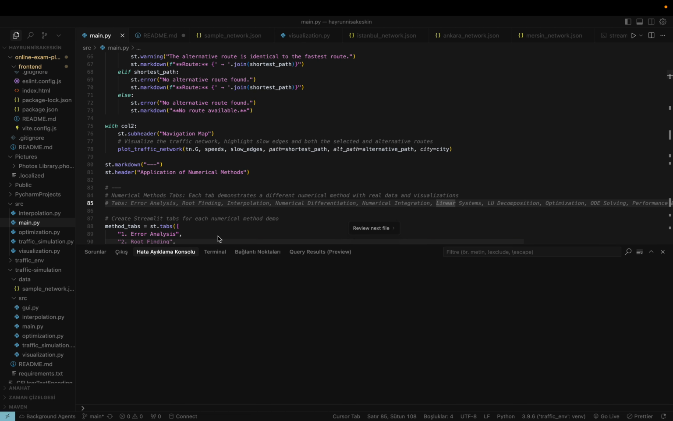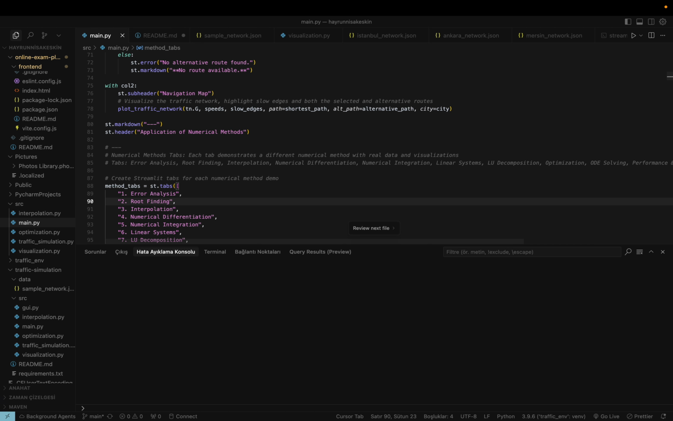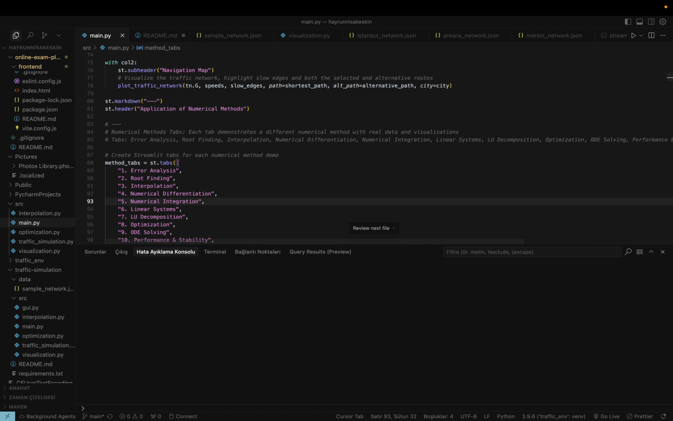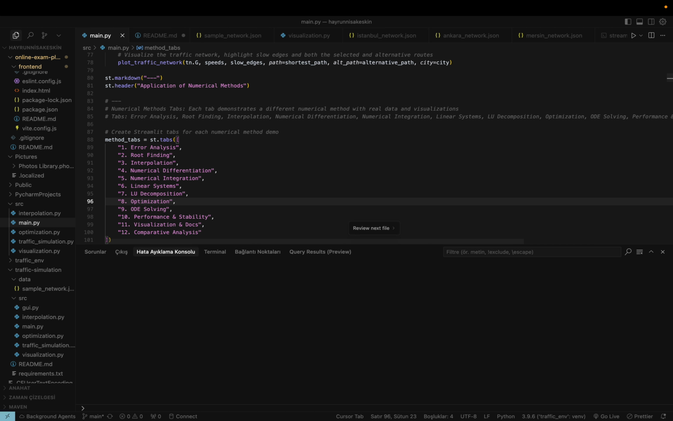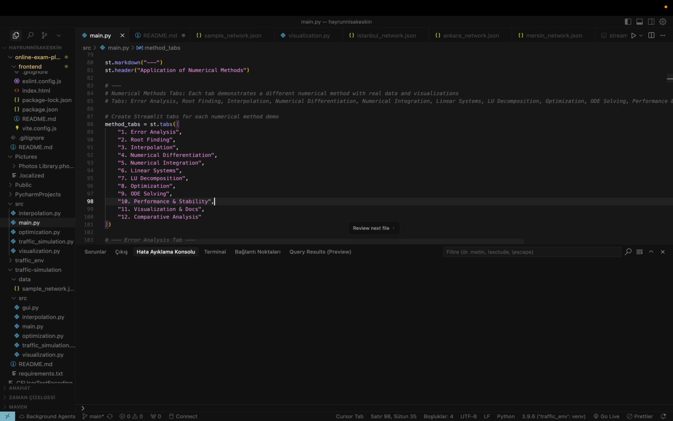And create Streamlit tabs for each numerical method. Method tabs for error analysis, route finding, interpolation, numerical differentiation, numerical integration, linear systems, LU decomposition, optimization, ODE solving, performance, stability, visualization and documentation, and comparative analysis.